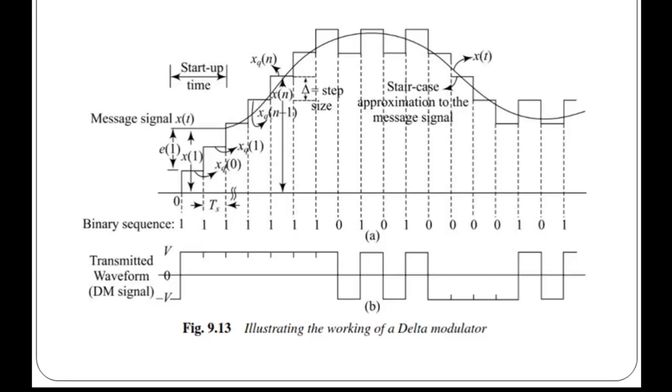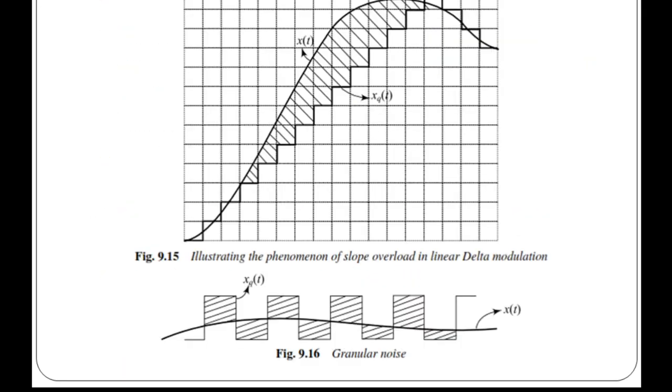In slope overload noise, this distortion arises because of the large dynamic range of the input signal. As you can see from the figure, the rate of rise of the input signal x(t) cannot be approximated. This rate of increase is so high, or simply the slope is so high, that our staircase approximation is not able to catch up with the signal.